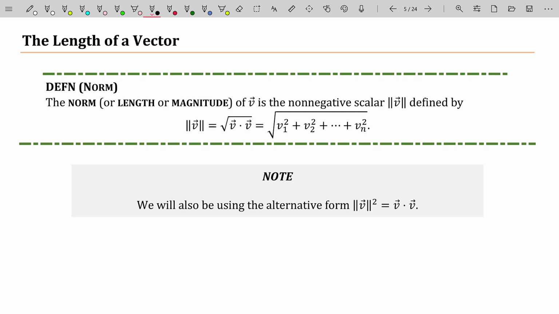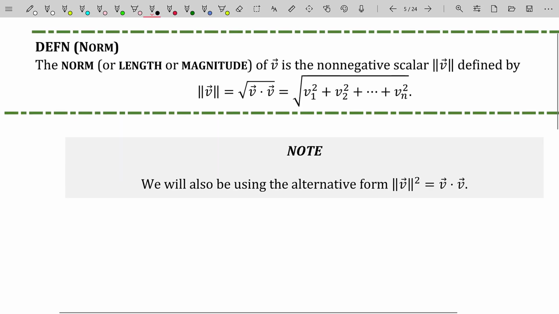While it may seem like somewhat of a short topic, it is a bit lengthy, no pun intended. It's just a lot of material that we need to get through so that we have the proper theory set up as we dive into orthogonality. So, the norm of a vector.